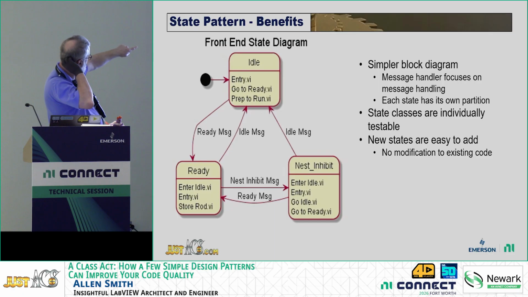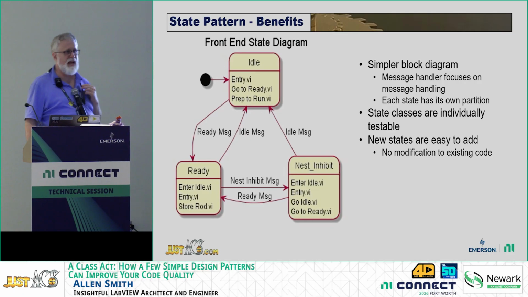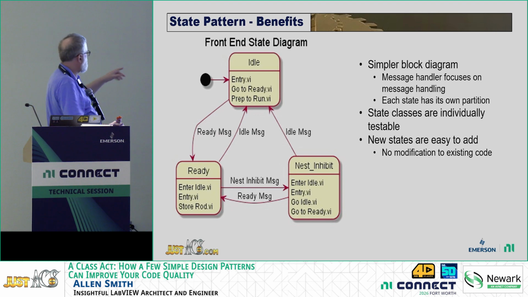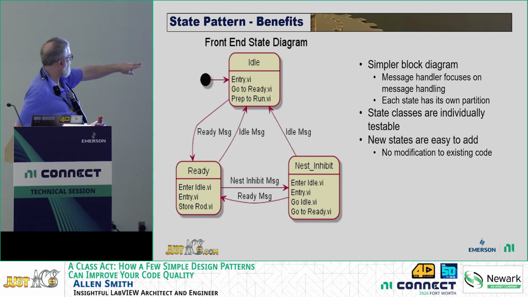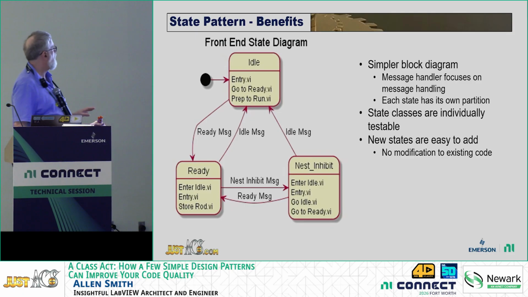You can see if I got a ready message, I went from idle to ready. Idle would send me from nest inhibit or back to idle. So these are the allowed paths between states, implemented with, you can see I've got a go to idle and a go to ready and nest inhibit. Nest inhibit idle just had the go to ready. You can see that I had methods that supported all of those things.